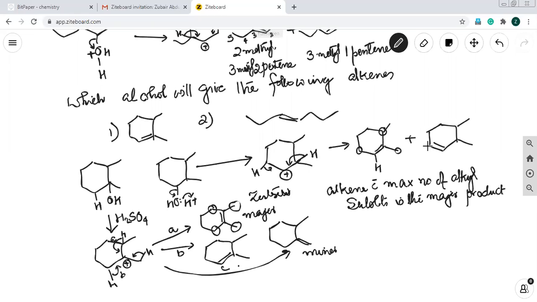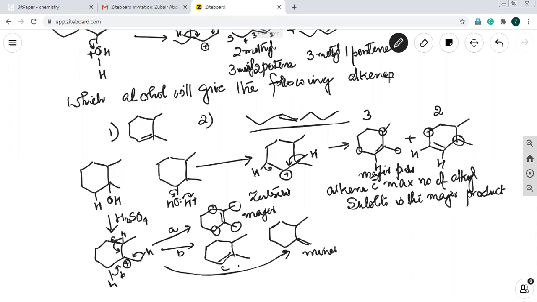Now here, how many substituents on this double bond? This is one alkyl substituent. On this side you have hydrogen, this side you have hydrogen, and here you have a second side. So you have three alkyl substituents here, two alkyl substituents here, and therefore this is the major product, and that is what we want. Clear? So this is how you have to decide the product. Clear? Now let us go to the next one.